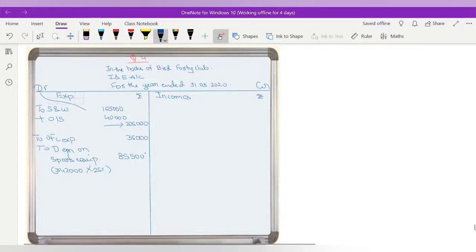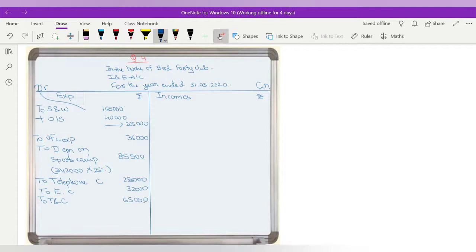Next, telephone charges directly 28,000 to telephone charges, 28,000. Then to electricity charges, how much? 32,000. Then traveling and conveyance, 65,000, right? This much is given on the payment side of your receipts and payment account.